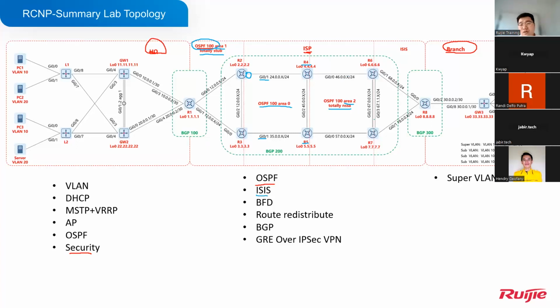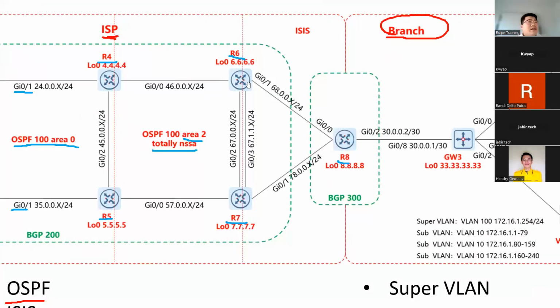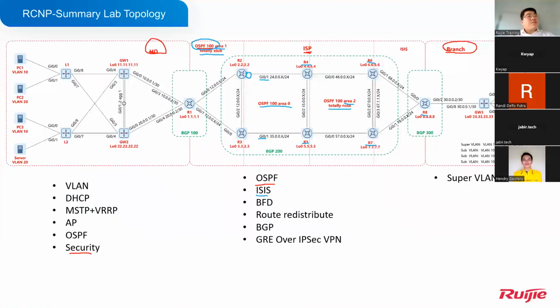Then is the ISIS. Okay, ISIS is running on R6, R7, R8. You can see here, they're running ISIS. So in the ISP's network, we are running two different routing protocols. And since there are two different routing protocols, it would cause a problem. The problem is that OSPF and ISIS will not share their routing information automatically.